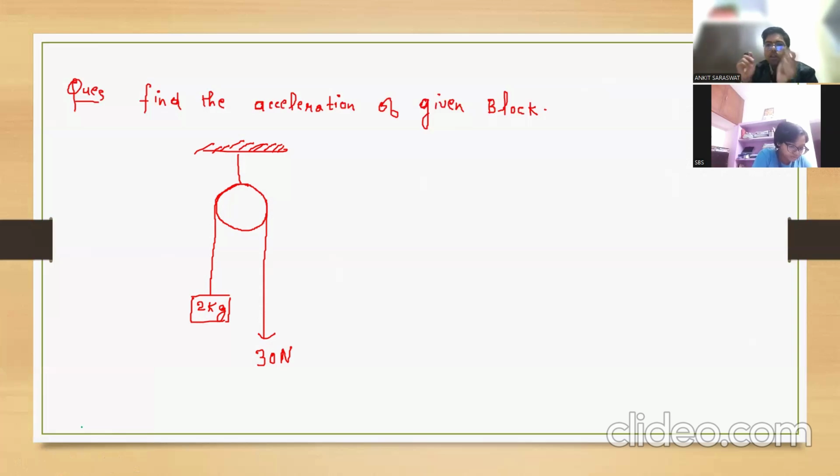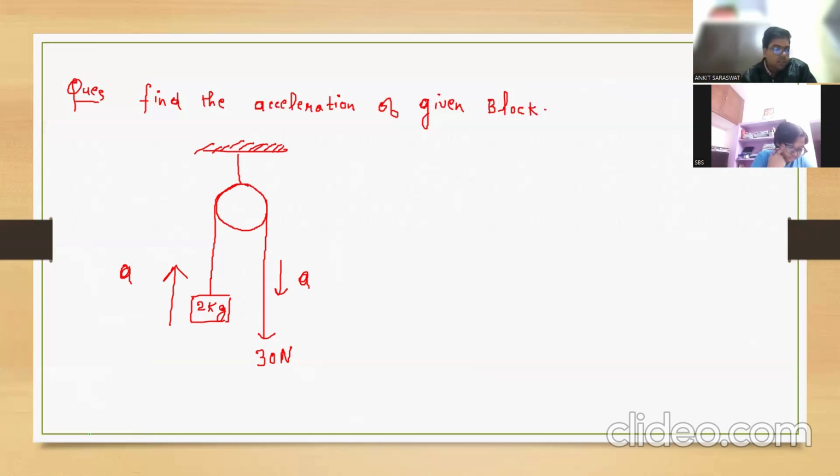See, there are two strings. On one end of the string, you are applying 30 Newton. Clear? You are taking a string and pulling it like this. 30 Newton force you are going to apply. Because of that, this block is going up with an acceleration and this is also going down with an acceleration like this. Okay.